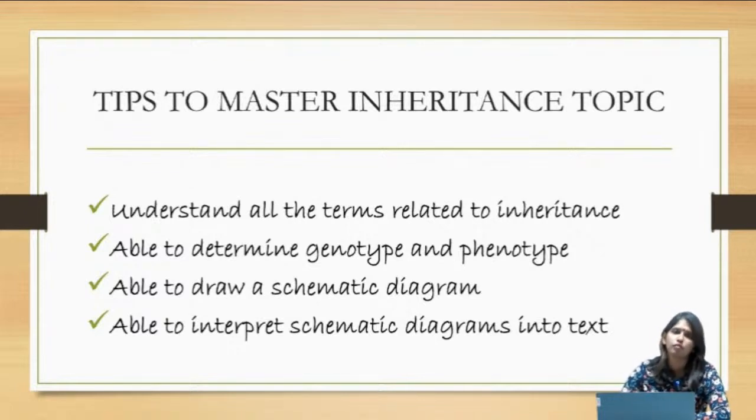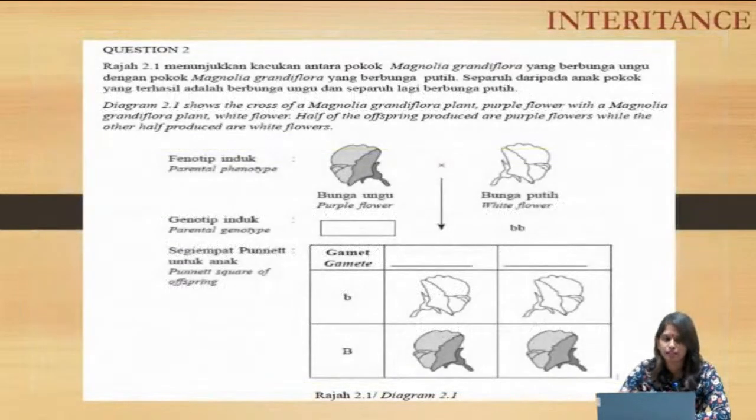Now we will attempt one question. Let's go ahead. Now we look at the question first. As students, you all have your handout, please refer to that. Diagram 2.1 shows the cross of a Magnolia grandiflora plant with purple flower, with a Magnolia grandiflora plant with white flower.